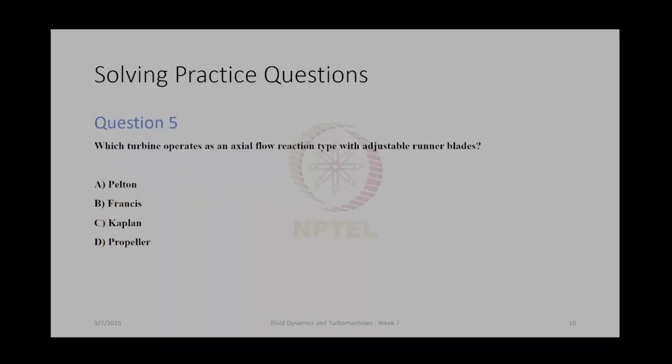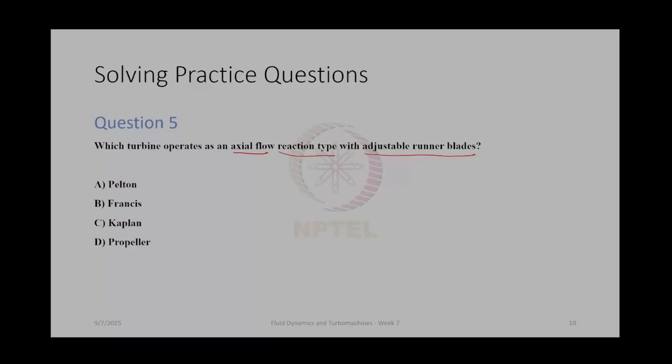We'll move on to question number 5 now, which is asking which turbine operates as an axial flow reaction type with adjustable runner blades. So this question is a bit loaded. It's an axial flow turbine, we know that much. It's a reaction type turbine as well, and the runner blades are adjustable in this type of turbine. So which one is it?